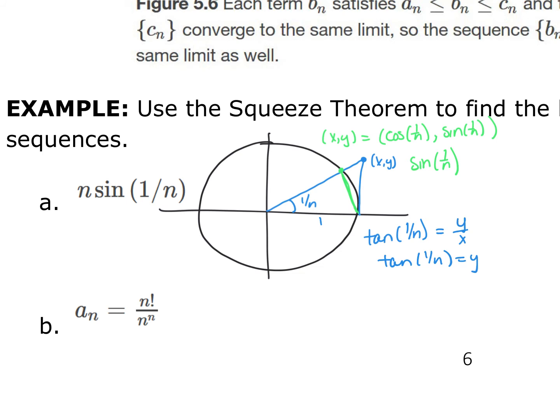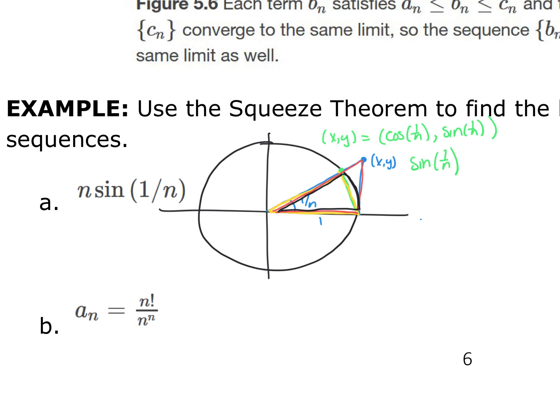So if we take a look, we have two triangles. We have first this triangle in yellow. We have this second triangle in red. And then we have this arc length in black, or the angle, or the area of the sector. So what we're going to do now is use all of this information to build the Squeeze Theorem.